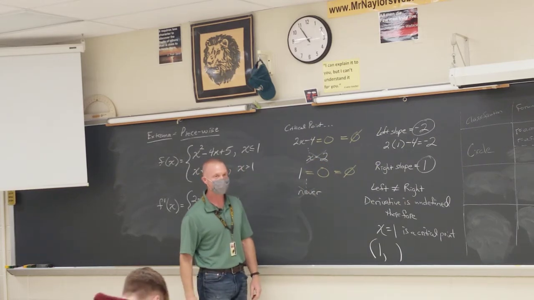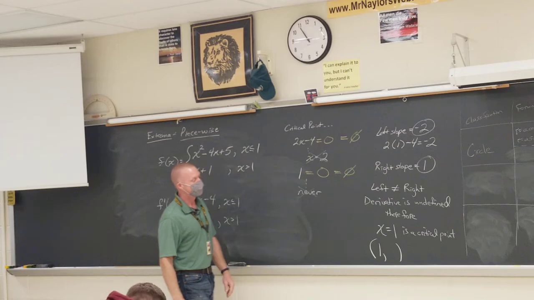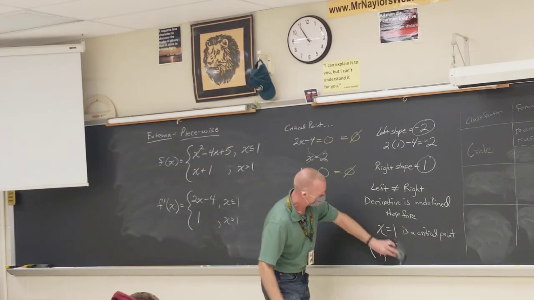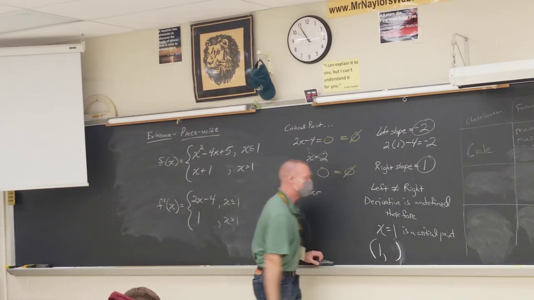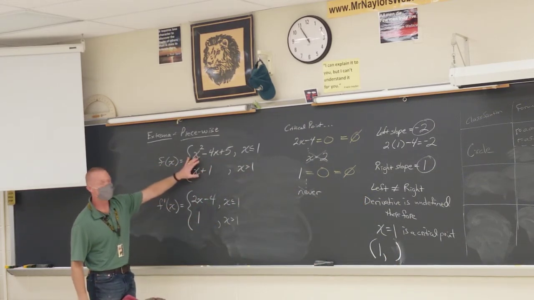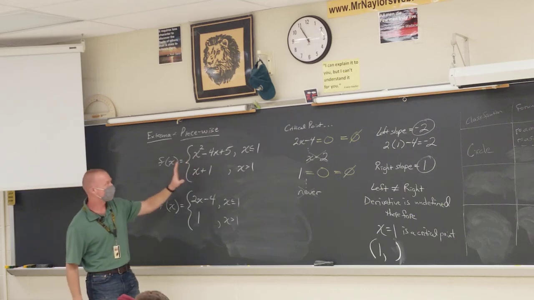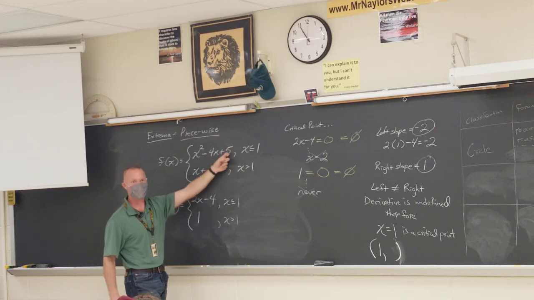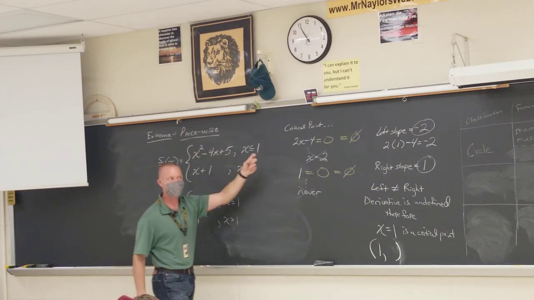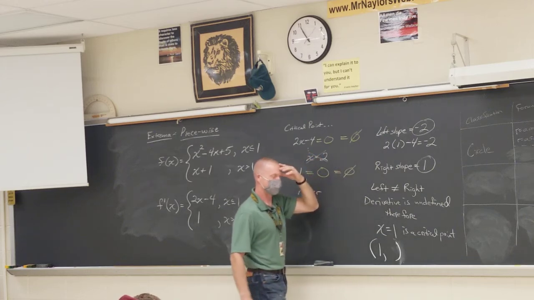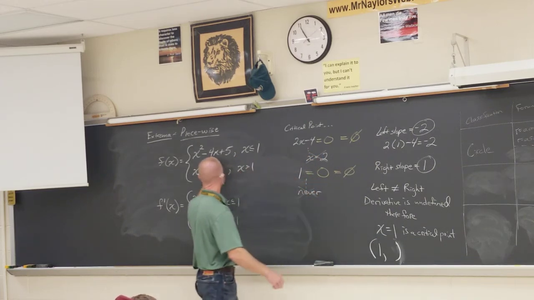So x equals 1 kind of makes the list. Well, it's the only number in the list, but it needs a y value. That's supposed to be an ordered pair there. So it needs a y value. Just plug 1 back into your original equation. Be careful, plug it back into the original equation. You get 1 minus 4 plus 5. 2, right? Yeah, 2.